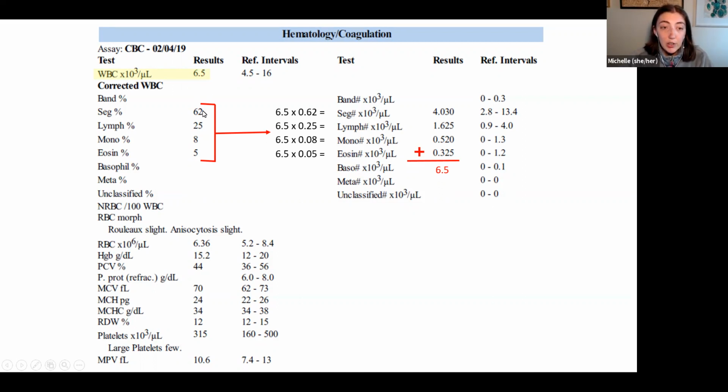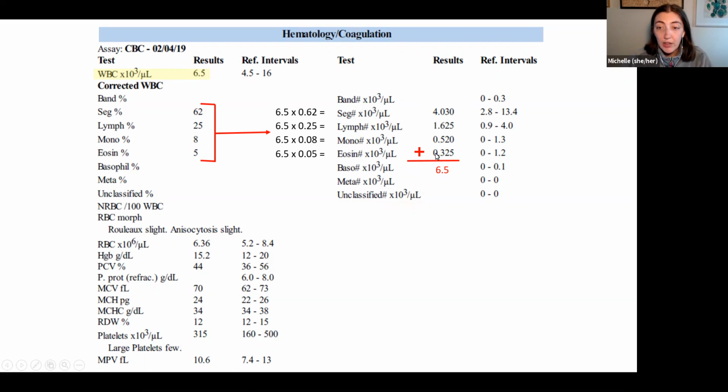This number here is your percentage of each white blood cell type. So this means there are 62% of the white blood cells that we saw, and we do manual diffs on every sample, are segmented neutrophils. And then the way that we get this number is this is our absolute count over here. So we're going to take our white blood cell count times the percentage that we saw on our diff, and that gives us our absolute number.